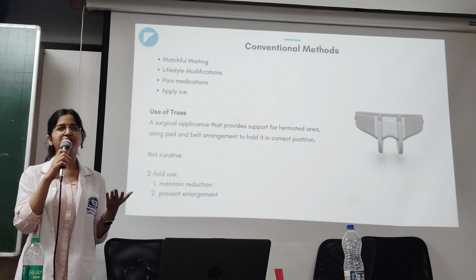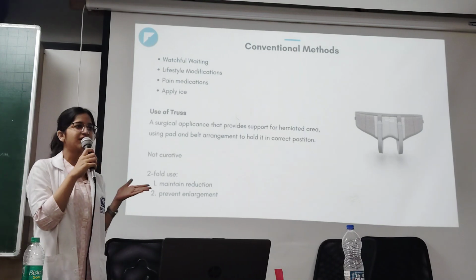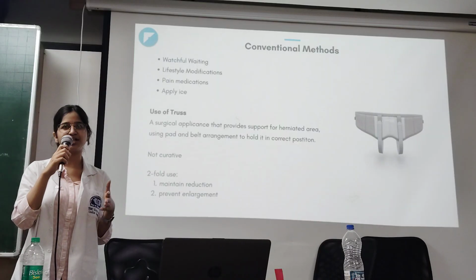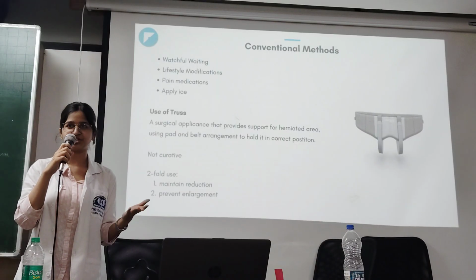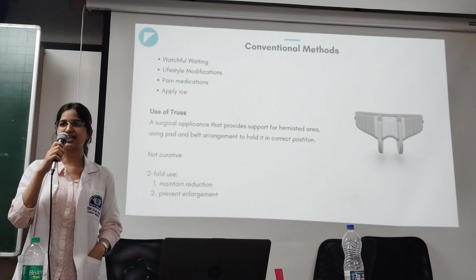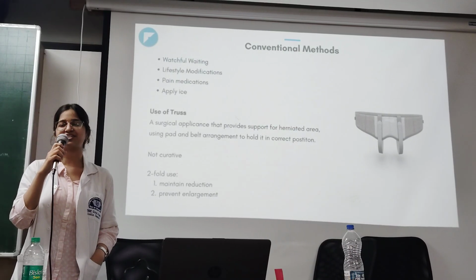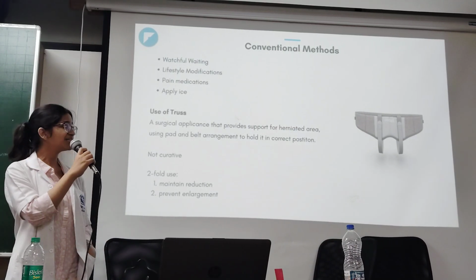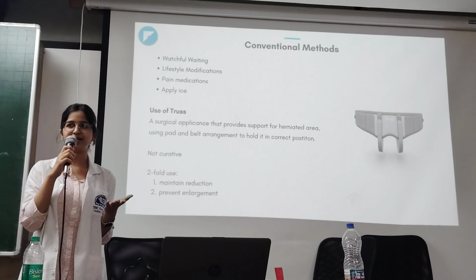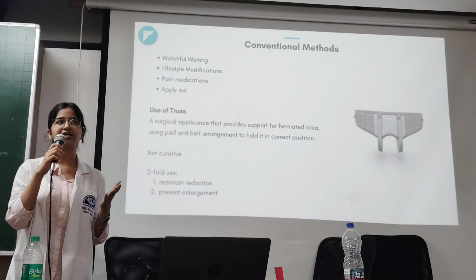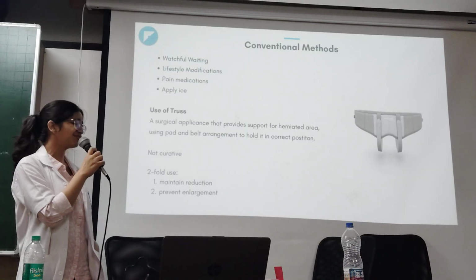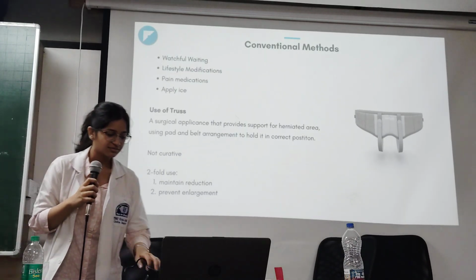So what exactly do we do in these methods? First, we can employ watchful waiting, applying ice to reduce the swelling, pain medications, and lifestyle modifications. This includes diet and weight management, avoiding strenuous exercises, and also avoiding strain during bowel movement. All these ensure that the abdominal pressure is not increased. A surgical belt can also be used to hold the herniated area in place. While this has a twofold mechanism, it is unfortunately not curative.